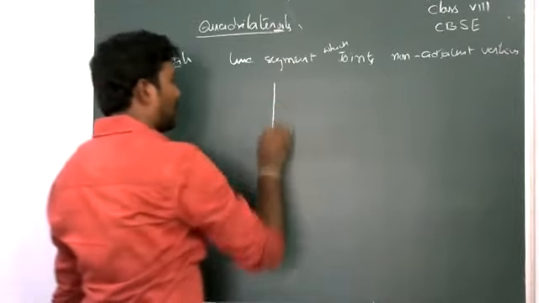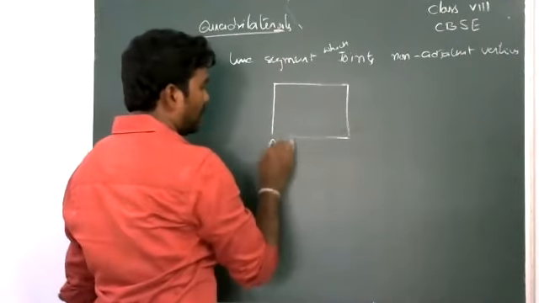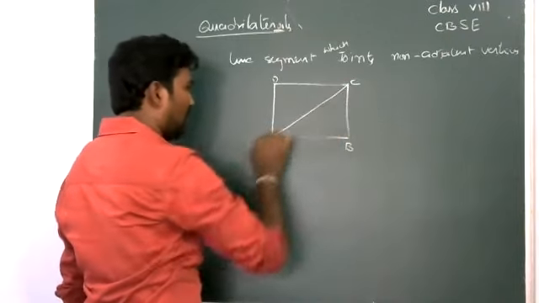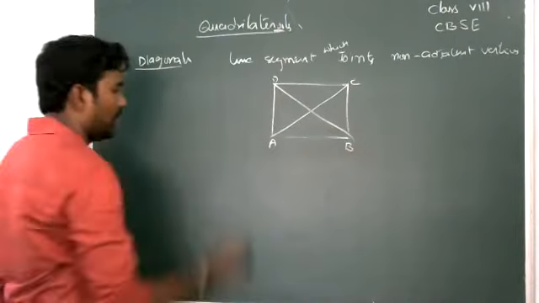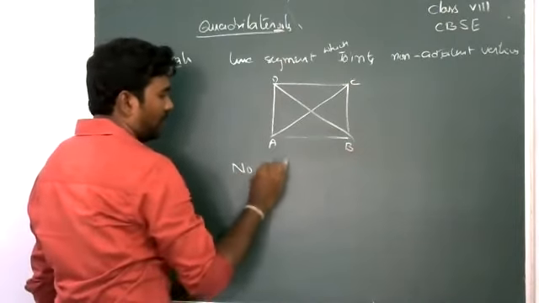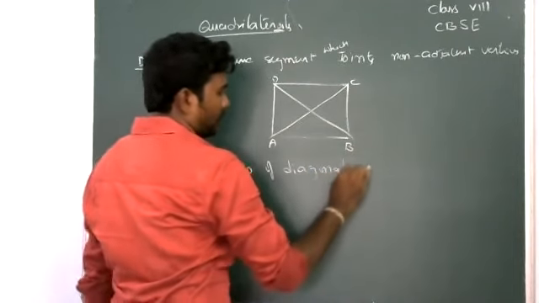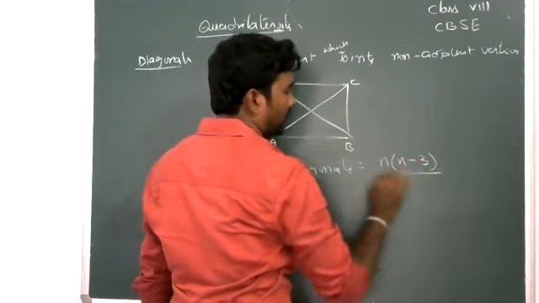Suppose, for example, you construct a rectangle or square, whatever it may be. You can observe this one as ABCD. So AC is a diagonal joining non-adjacent vertices, and BD is also. Then the number of diagonals equals n into (n minus 3) by 2.